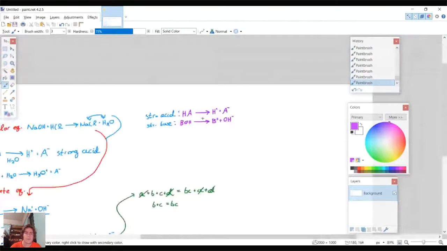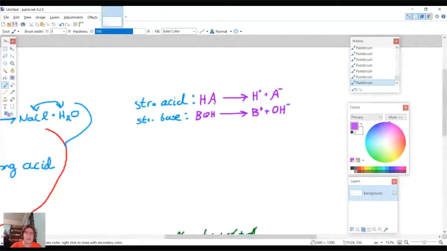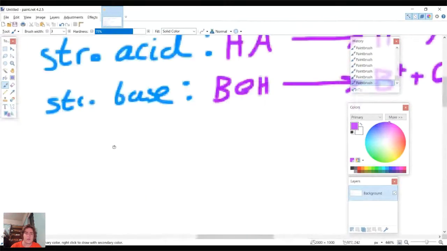So what happens with a strong acid plus a strong base?